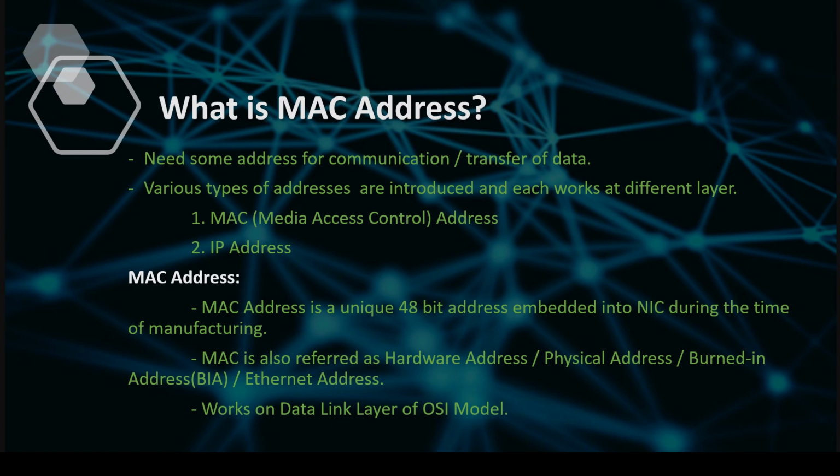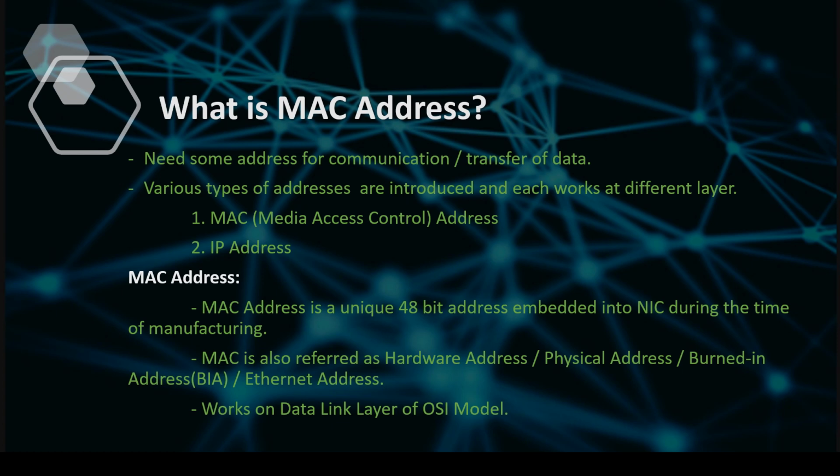Likewise, in computers, if you want to send information from one system to another system over the world, you need an address. There are two addresses here: one is the MAC address and the other is the IP address. Each address works in a different layer. MAC address works at the data link layer and IP address works at the network layer.